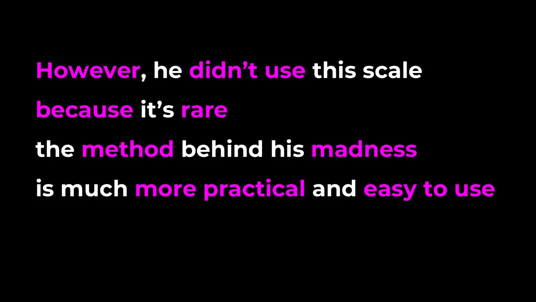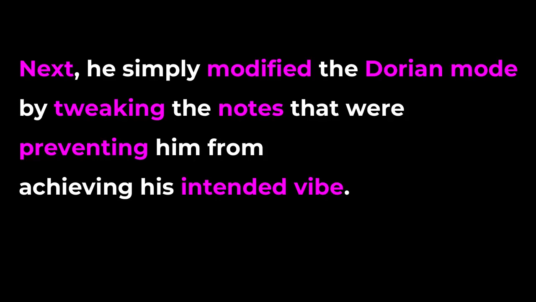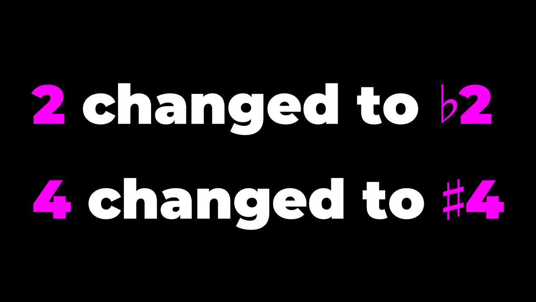So, Ray started by selecting the mode that would create the nearest vibe to what he wanted, and as he was after a sad but uplifting vibe, he chose Dorian. Next, he simply modified the Dorian mode by tweaking the notes that were preventing him from achieving his intended vibe. These notes were the 2, which he changed to the flat 2, and the 4, which he changed to the sharp 4. And these two tweaks resulted in the exact vibe Ray had heard in his head.